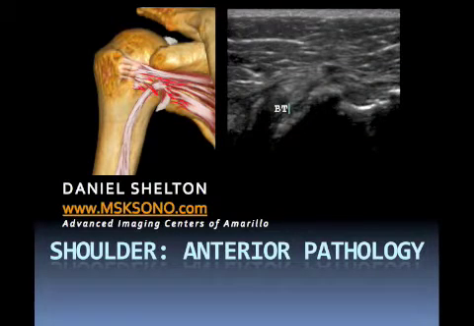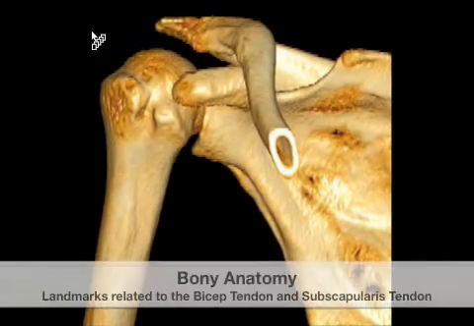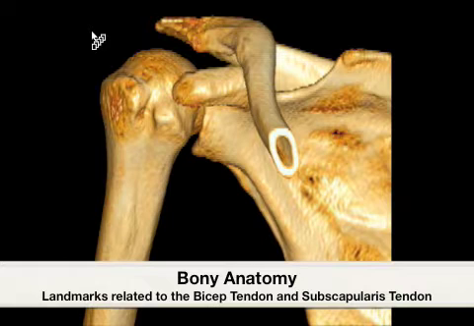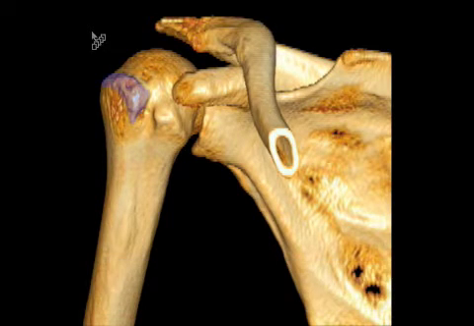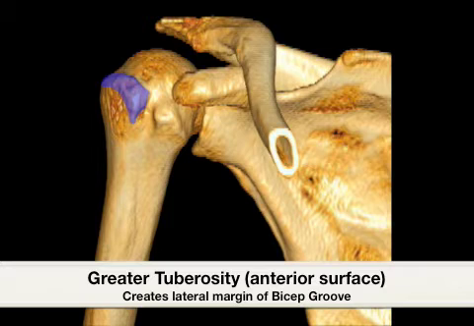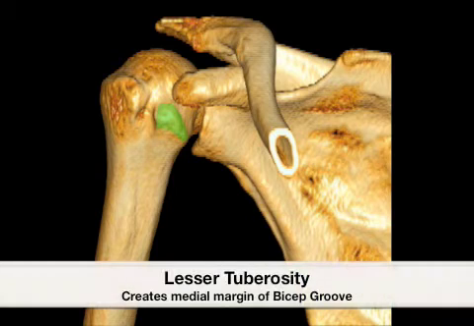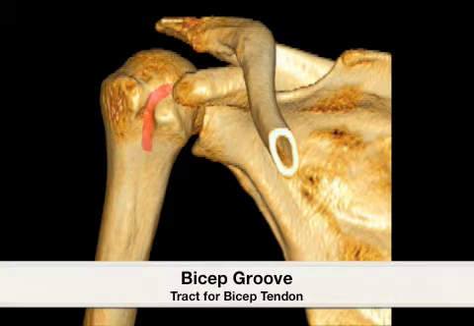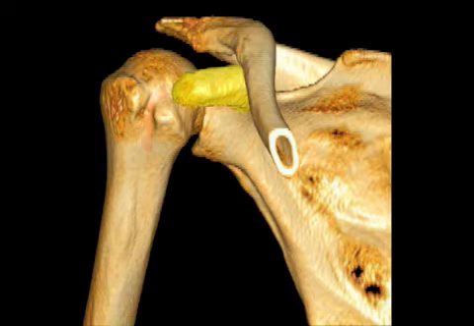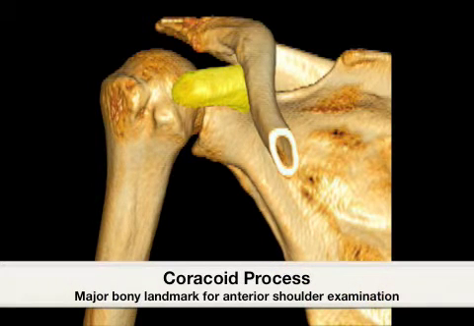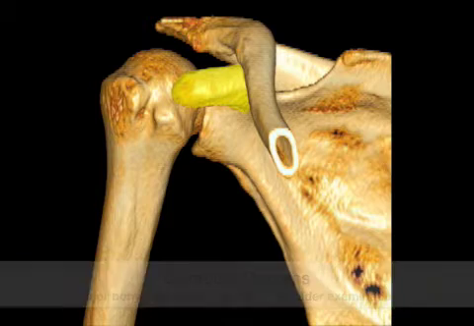This is a case study describing a dislocation of the bicep tendon as well as a full thickness tear of the subscapularis. We'll begin by describing the bony anatomical landmarks associated with the anterior shoulder. First, we have the greater tuberosity located lateral to the bicipital groove. Next, we have the lesser tuberosity located medial to the bicipital groove. And finally, we have the bicipital groove itself, which is a tract for the bicep tendon. Also, a major bony landmark associated with the anterior shoulder, especially in dynamic studies, is the coracoid process.